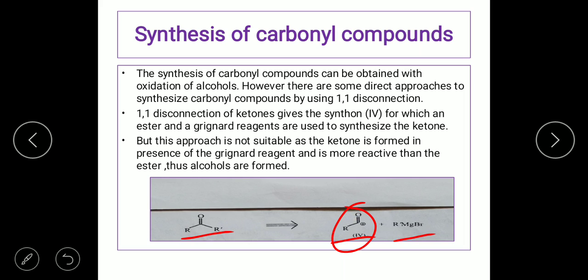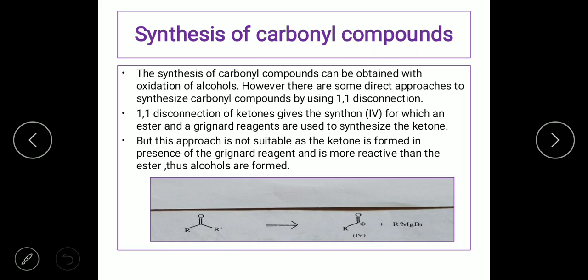But as I already read here, the synthetic equivalent for this synthon would be an ester. That is, an ester would be the starting material, and it would react with the Grignard reagent to give rise to the ketone. But we know that the ester is slightly weaker than the Grignard reagent, so the Grignard reagent is going to react with the ester to give rise to a ketone, and further reaction would give rise to an alcohol. But we want to avoid the formation of alcohol because here the target molecule is a carbonyl group.